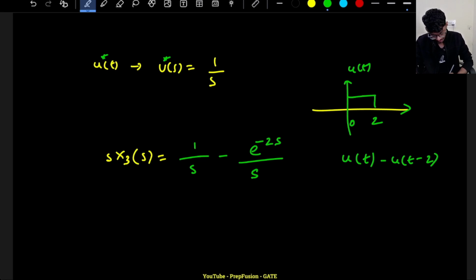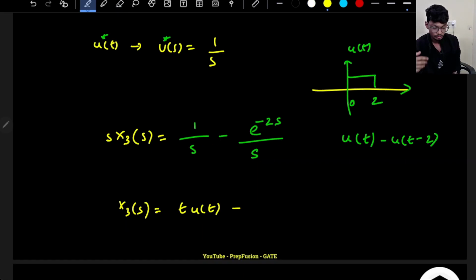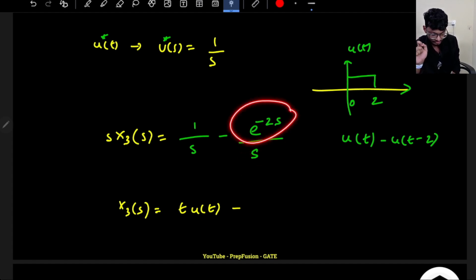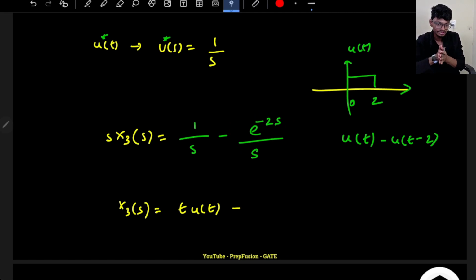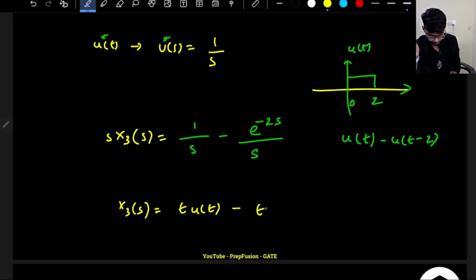So now if I divide by s, this will also become unbounded, or this will not be. So if I divide by s, this will be X3 of s, and this will be t u of t basically, minus. So what will be the inverse Laplace of this? Actually this should have been t u(t), but here I have e raised to power minus 2s multiplied, so t will be replaced with t minus 2. So here I will get (t minus 2) u of (t minus 2).